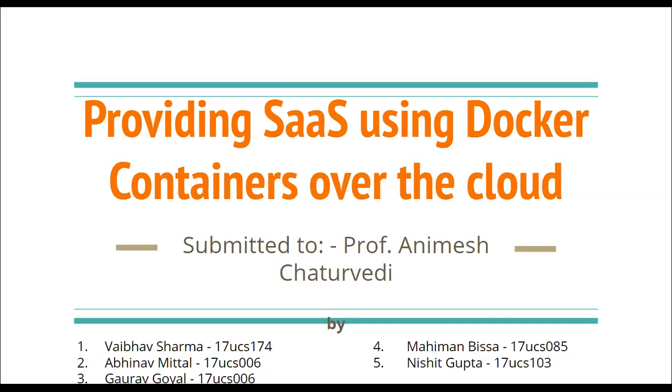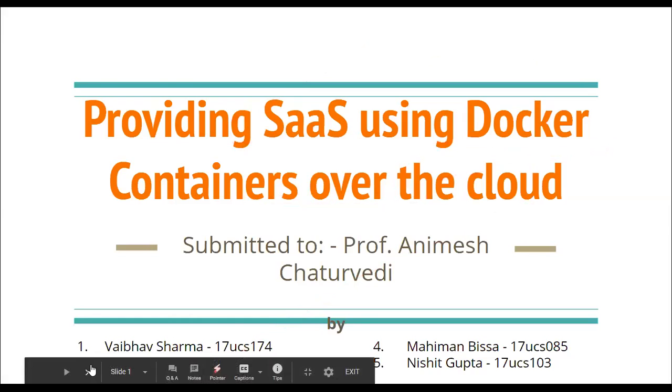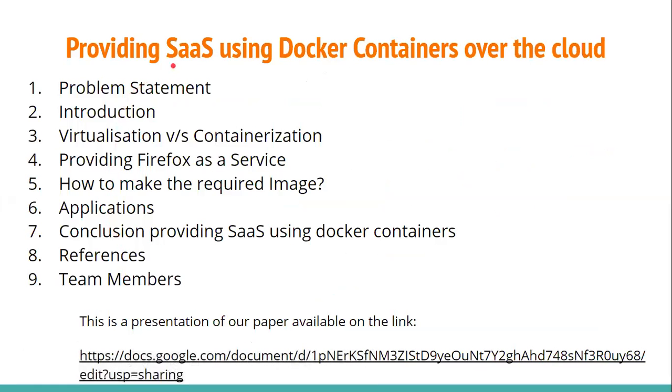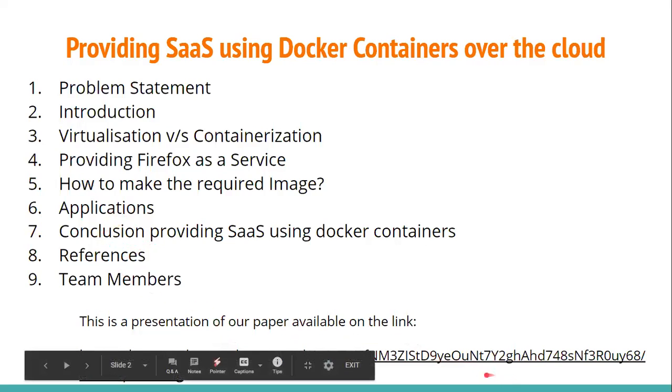So our topic is providing SaaS using Docker containers over the cloud. In this presentation, we will take a look at the problem statement first and then the introduction to the topic. We would then discuss virtualization versus containerization. Further, we will take a look at using Firefox as a service and how to make that required image of that Firefox. Then some applications of this topic. After that, we would conclude this presentation and discuss the references along with a small demo of our work. And on this available link, you can see the paper on which our presentation is based.